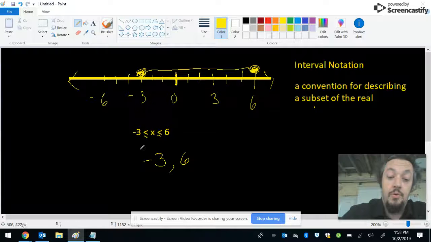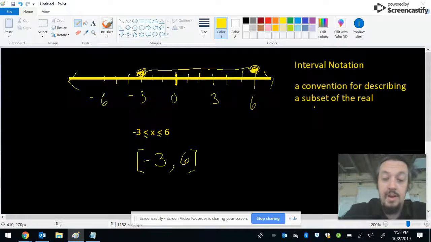Whereas before, when they were strictly less than, we had the parentheses here, this time, because they are closed, we can put brackets around them. And this time the interval notation indicates all the values for x between -3 and 6, including the boundary points. And the neat thing is that these can be used in combination as well.